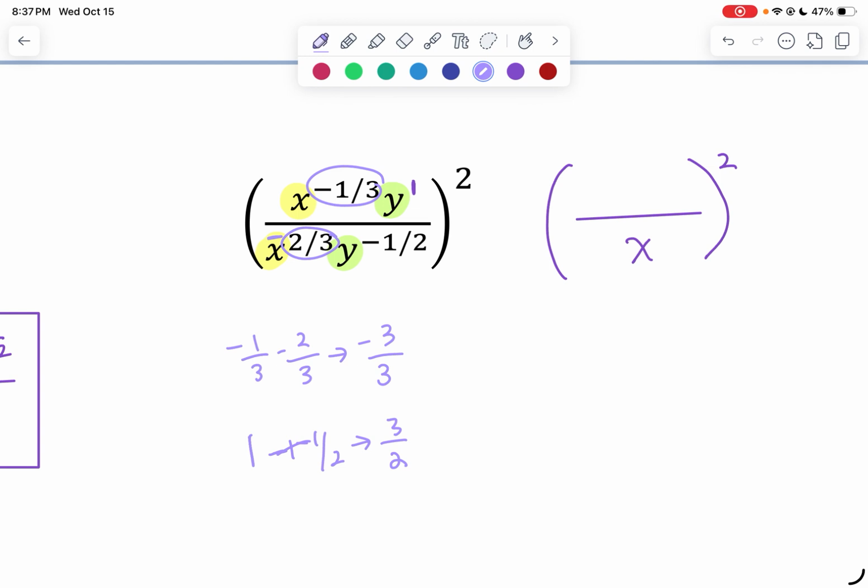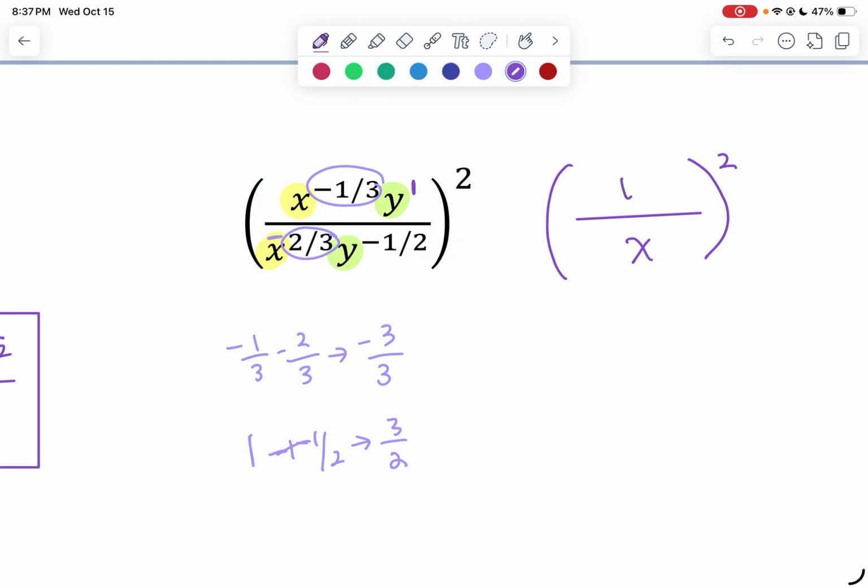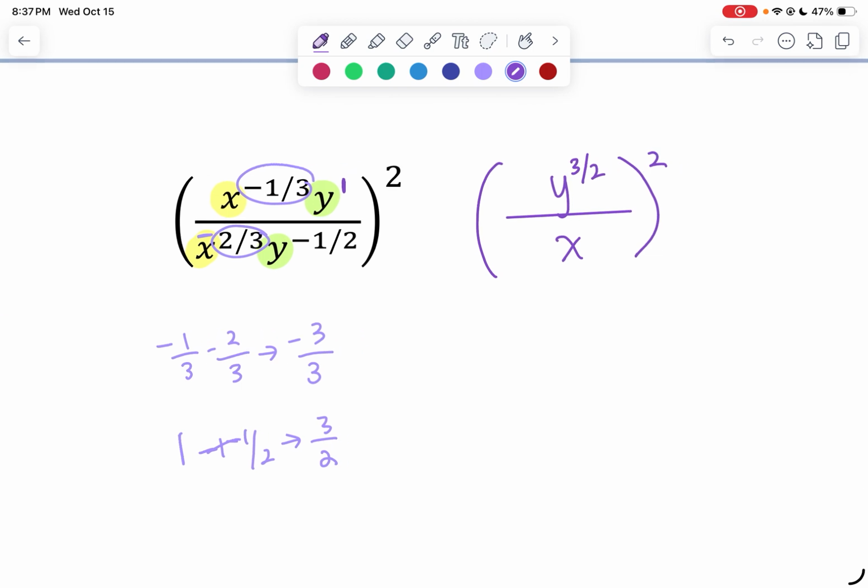And that's positive. So this y in the denominator was moving up here, and this x was really moving down there. So I end up with y to the 3/2 in the numerator, okay? Now, remember the thing with rational form is that you can apply all of those little exponent rules and shortcuts and then try to simplify it, okay?